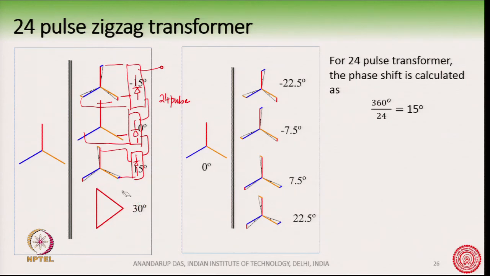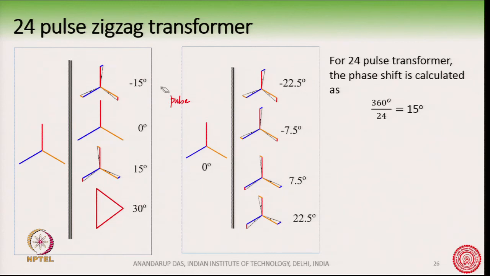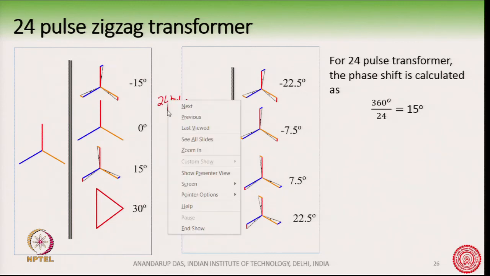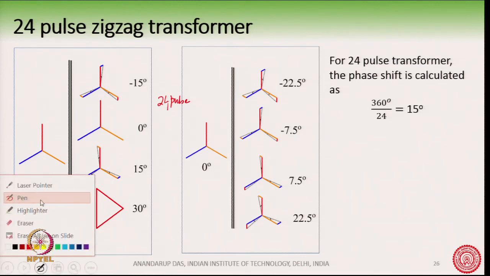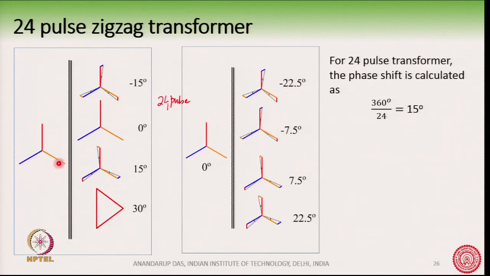And so, what will be the phase shift angle? The phase shift angle will be 15 degrees. So, we can assume the star as 0 degree. We can have one star connected transformer secondary having a 0 degree phase shift. Then we will have minus 15 degree, plus 15 degree or 30 degree. Of course, 30 degree we can have with the delta.